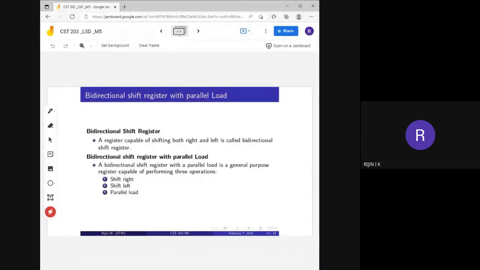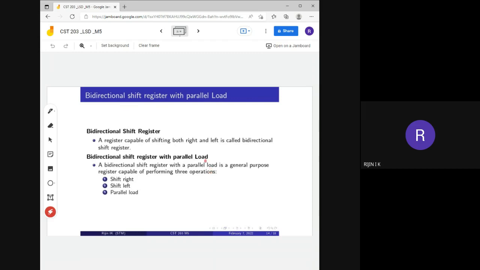What is a bidirectional shift register? It means the register can shift both left and right. That means the data present in the register can move from right to left and left to right. And if you can apply a parallel load into that register, then you can say it is a bidirectional shift register with the parallel load. So you can shift the data to the right side, shift it to the left side, and also apply the parallel load. These are the three operations performed in this register.